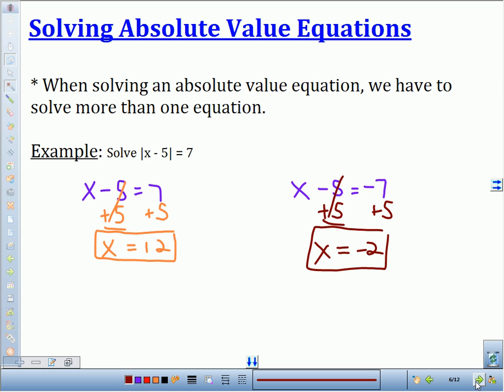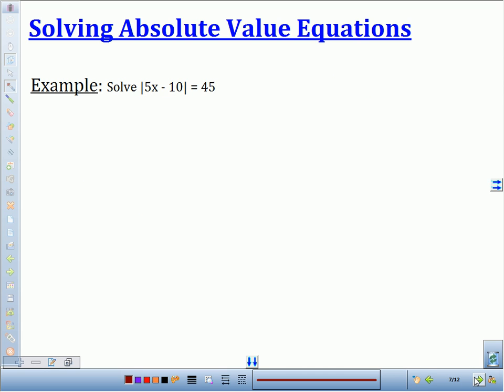Alright, so let's look at something slightly more complicated. I have the absolute value of 5x minus 10 equals 45. Well, again, I'm solving two separate equations. I have to solve the equation 5x minus 10 equals positive 45, and I have to solve 5x minus 10 equals negative 45.